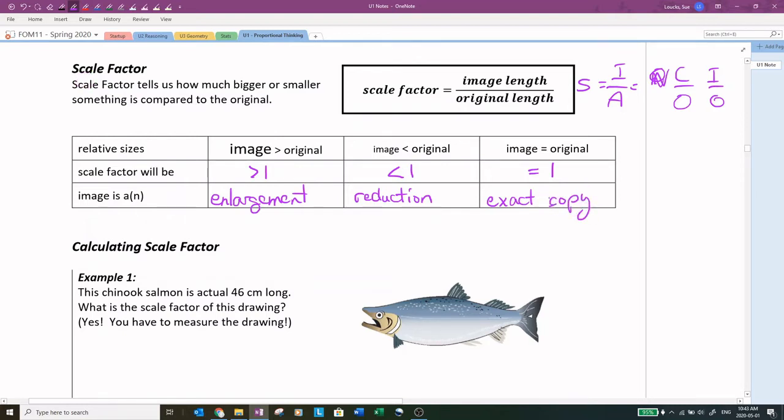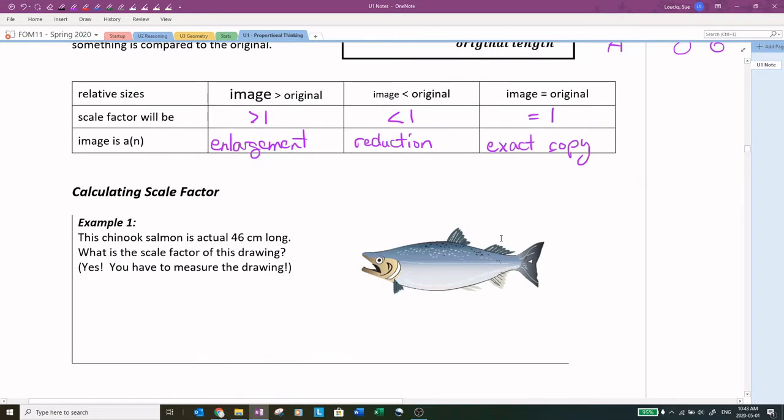All right, let's do some calculations. This Chinook salmon is actually, there's a typo there. Actually, I've used these notes like 17 times and never noticed that. It's actually 46 centimeters long. What is the scale factor of this drawing? Well, I can't measure it on the screen because it's going to be a different size, but I'm going to tell you that it is 6 centimeters. There will be questions where you actually need to get a ruler out and measure it on your paper.